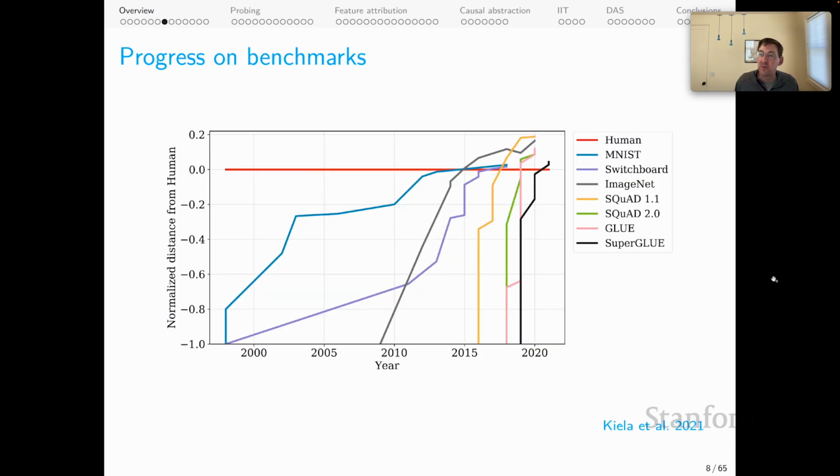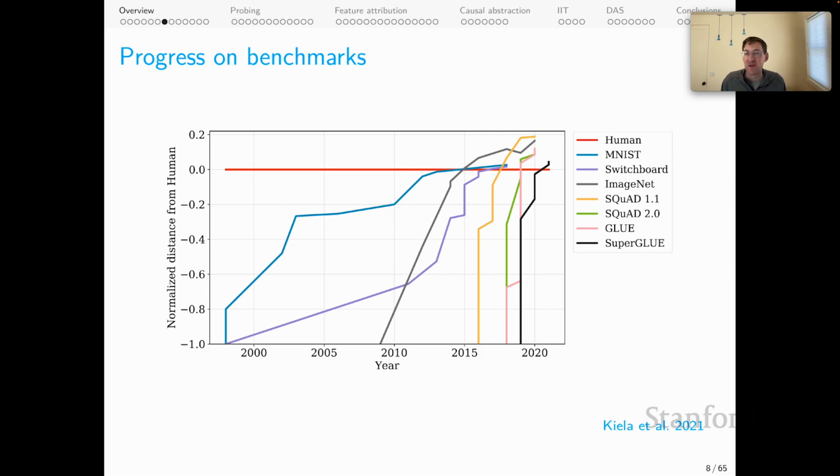There's another angle we could take on this which connects back to the stuff about behavioral testing. I've showed this slide a few times in the course. It's progress on benchmarks. Along the x-axis we have time, and the y-axis is a normalized measure of distance from our estimate of human performance in the red line. And one perspective on this slide is that progress is incredible. Benchmarks used to take us decades to saturate, and now saturation happens in a matter of years.